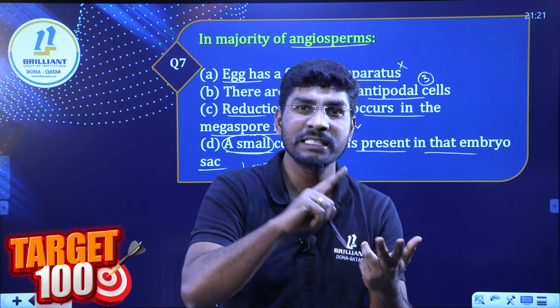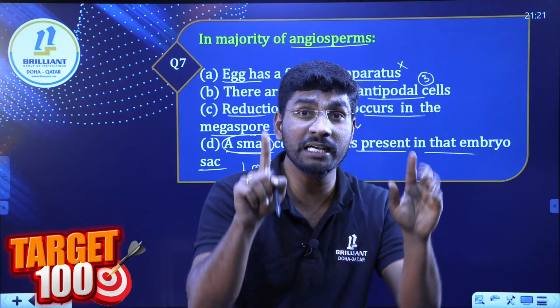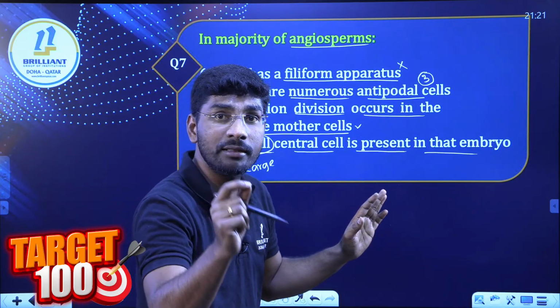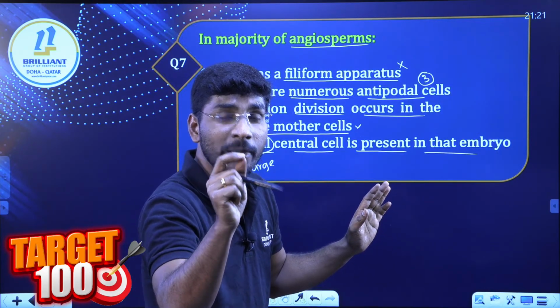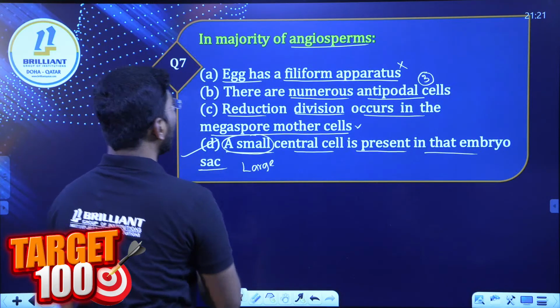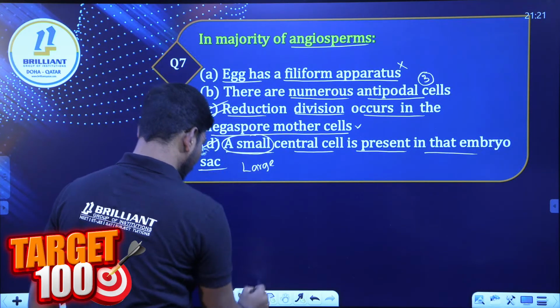Antipodals, haploid. Synergids, haploid. Central cell, diploid. Remember all of you, you have to read the NCERT carefully. It's not given as small, it's a large central cell. So our answer is what? Option C. Which one is correct? Tell me.